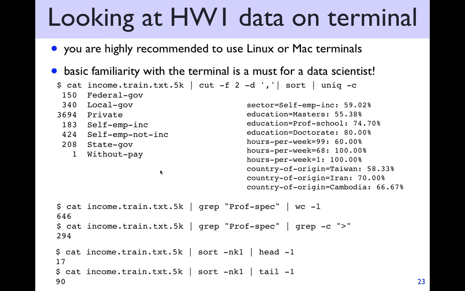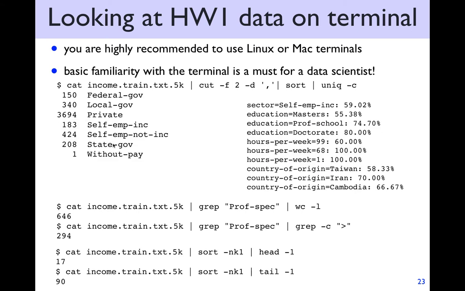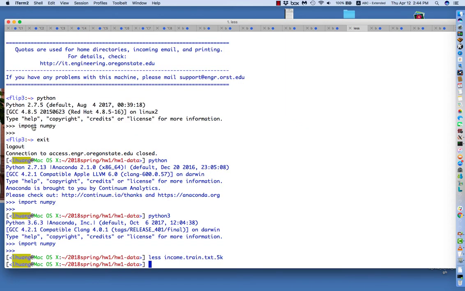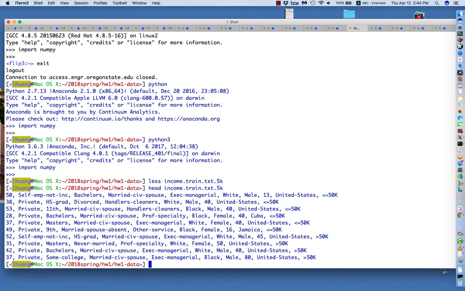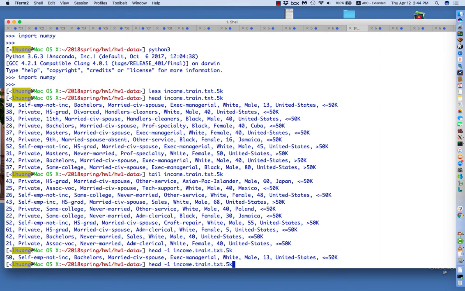Okay, so let's look at, for example, this example. That is, how do you see what kind of values are there for a certain field? For example, okay, let's say how many possible sectors are there for the second field? Okay, so how do I do it? Say cat, and let me do a demo. So head is basically taking the first 10 lines, first 10 examples, and tail is the last 10 lines, okay? And you can head 1, first line, okay?